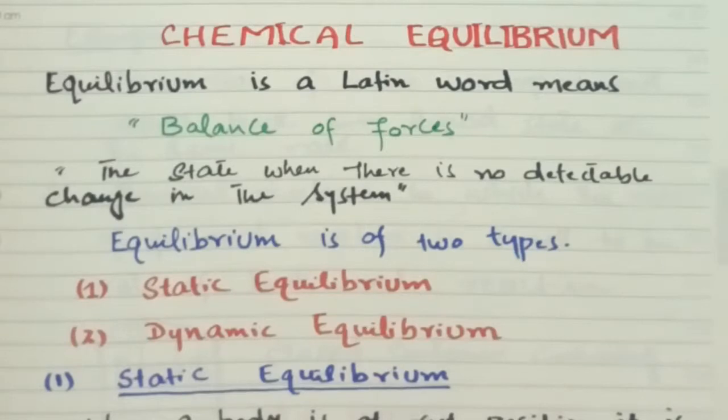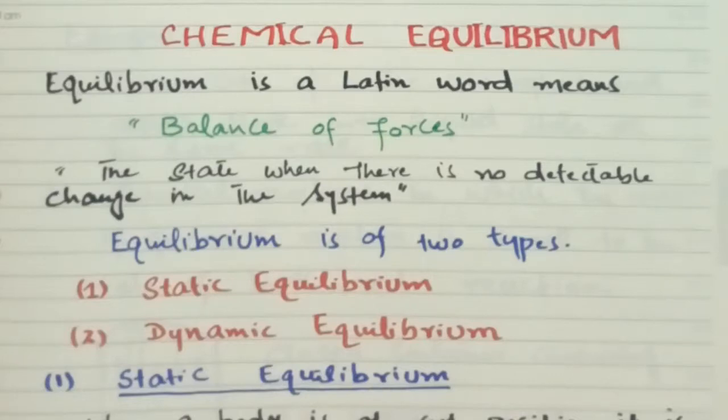So let's start. What is chemical equilibrium? Equilibrium is a Latin word which means balance of forces, and it is basically the state when there is no detectable change in the system. For example, if a body is at rest position, it is neither moving in one direction, nor moving in another direction, so it will be said to be in static equilibrium. There is no change in the position of the body from its own place.